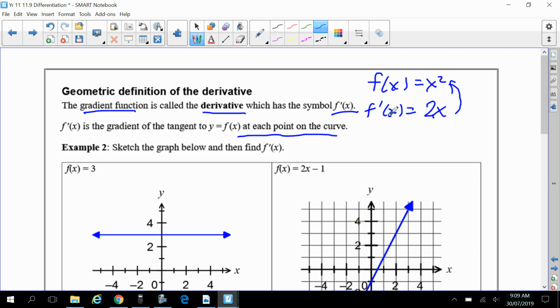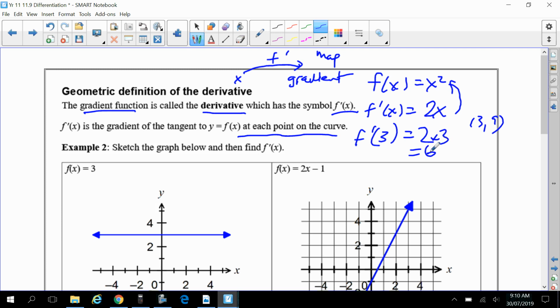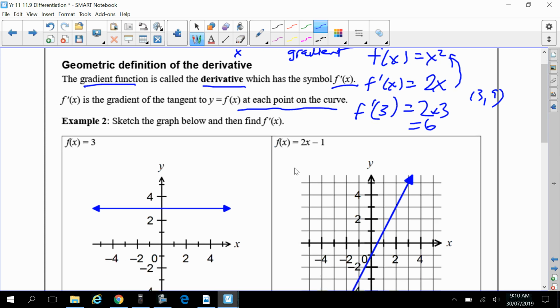It is the gradient function. So for example, remember before I wanted to find the gradient at this point. I just have to substitute, right? It's a function that maps the x value to the gradient. It's a map, connecting the x value to the gradient. It's a rule. So you just do 2 times 3, 6, right? Pretty convenient. And you can go backwards: given the gradient, I could find the x values. So you go both ways. All right, cool. So sketch the graph below and then find f dash of x.